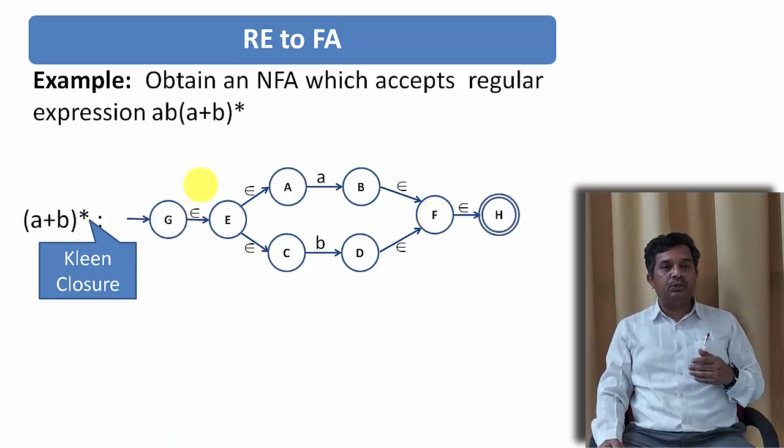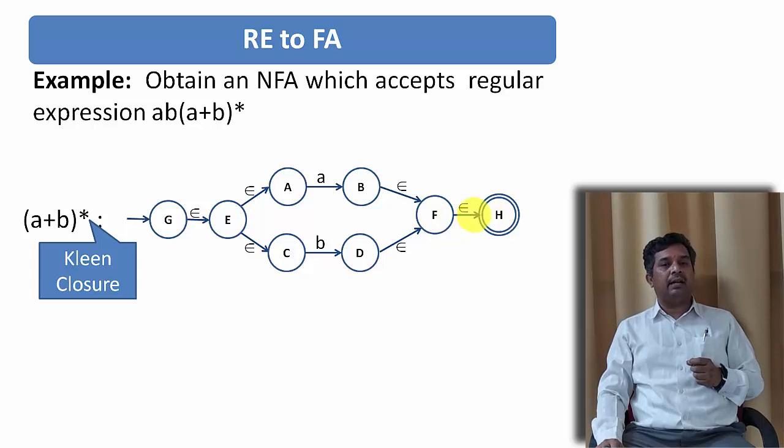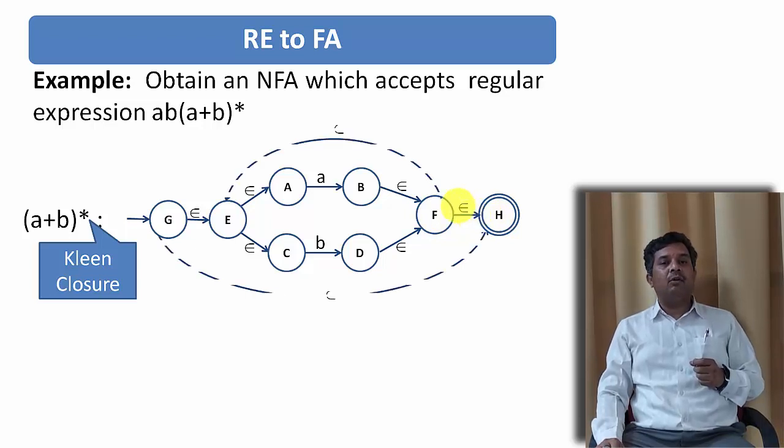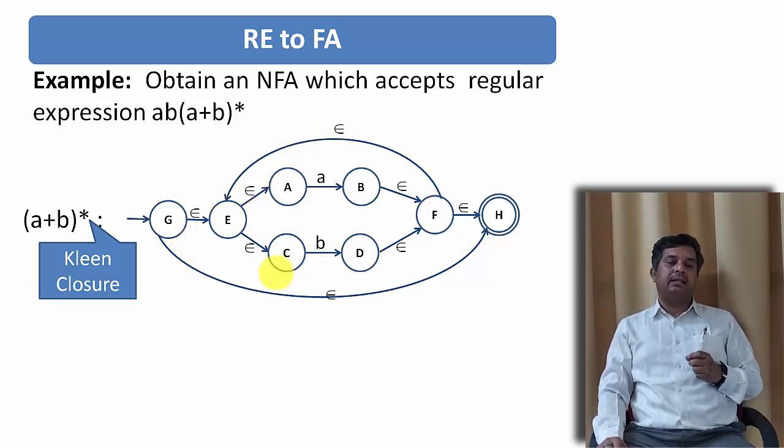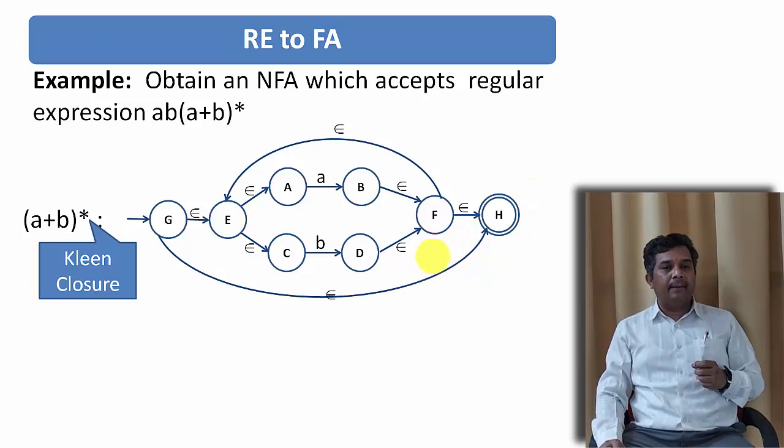I'll take another two states, one for initial and one for final. From G to E there will be an epsilon transition. From F to H there will be another epsilon transition. And as I already know, from F to E I'll take an epsilon transition, and from G to H I'll take another epsilon transition. This will give me the Kleene closure of A plus B.